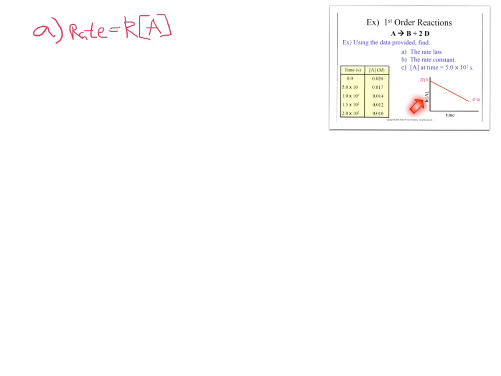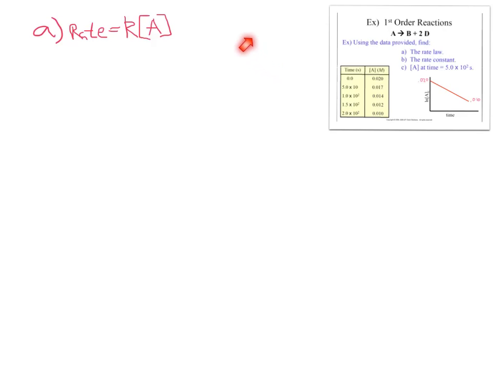Well, look at our graph. We've got the natural log of A versus time, and it gives us a straight line. If we have a straight line for natural log versus time, that means it has to be first order. And if it's first order, that means the order of A, since it's the only reactant, has to be 1. So our rate law is very simple for this.